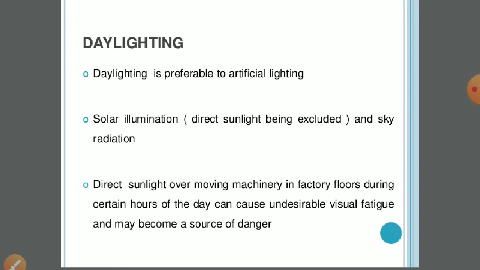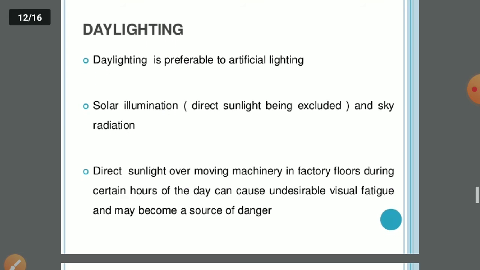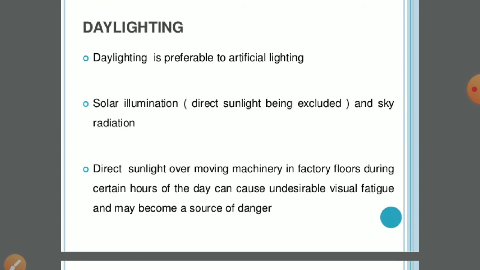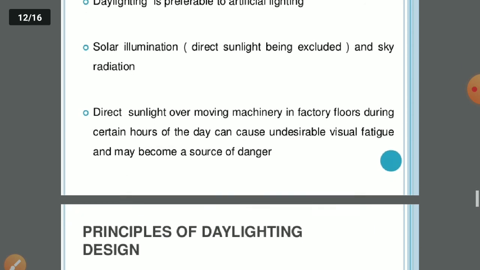Then daylighting is preferable to artificial lighting. That means solar illumination, with direct sunlight excluded, and the sky radiation. Direct sunlight over moving machinery on factory floors during certain hours of the day can cause undesirable visual fatigue and may become a source of danger. So for daylighting, there should be a proper way to maintain the lighting schemes for industrial purposes. If it is not properly maintained, it may cause fatigue and become a dangerous source.